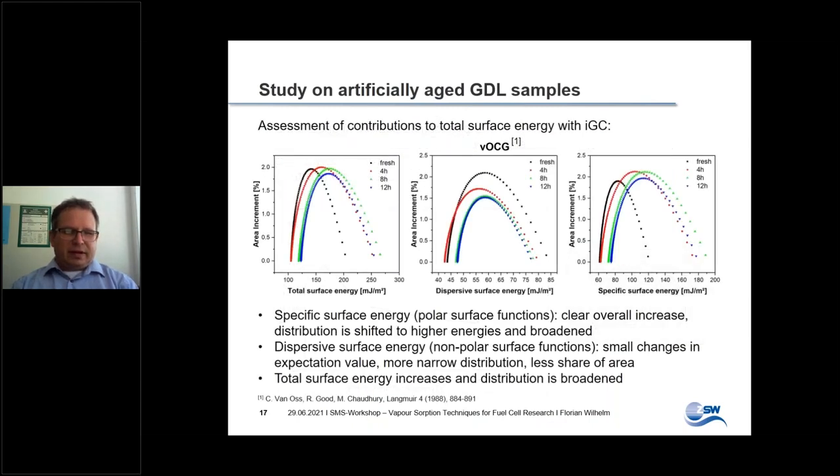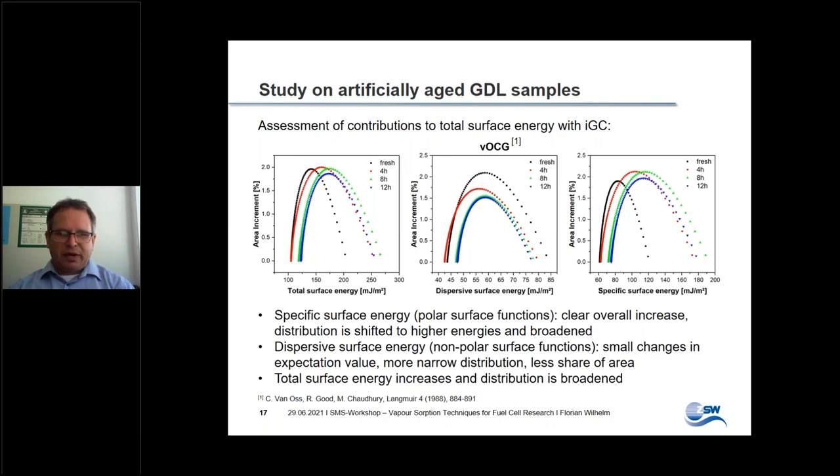So what is the result we can get from inverse gas chromatography? We can assess the contributions to total surface energy with IGC. Maybe let's start from the right, the specific surface energy. This is due to the polar surface functions. And as you can see, going from the fresh sample, which is shown in black, to the 4-hour aged sample in red, the 8-hour aged sample in green, and the 12-hour aged sample in blue, we have a clear trend.